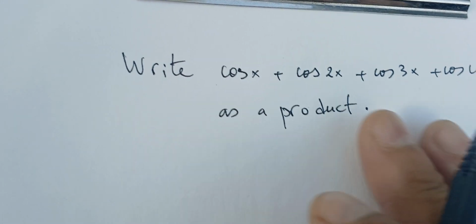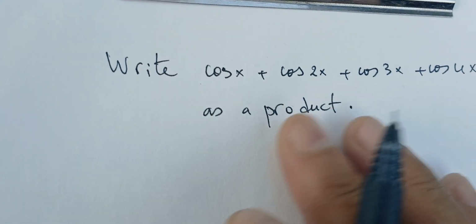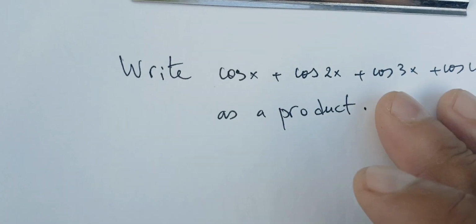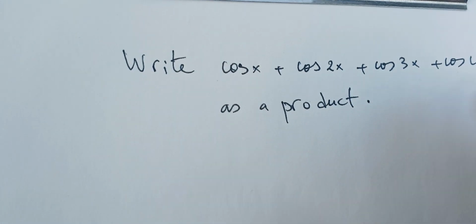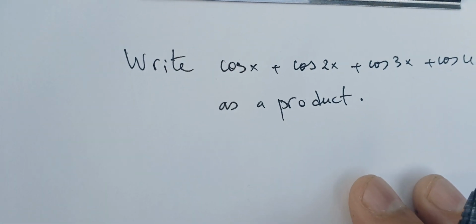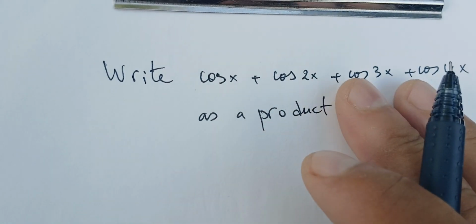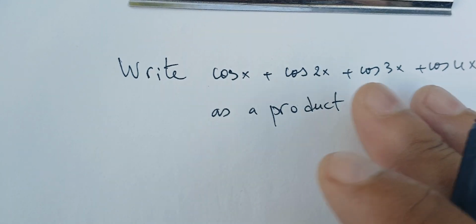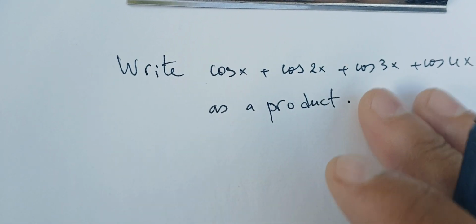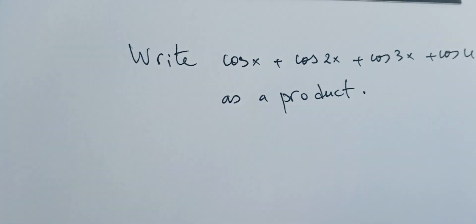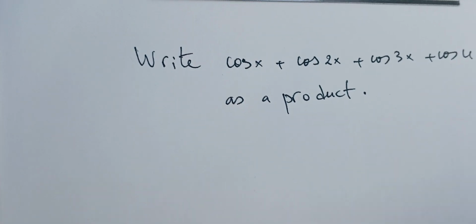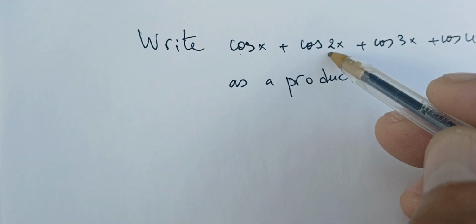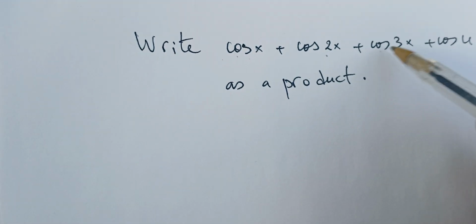Let's see if we can write the following sum of the cosines as a product. When we say a product, we mean the cosines or the sines of x. There are many different ways to solve this problem, but for us, we're gonna use what we know from the sum of two angles.